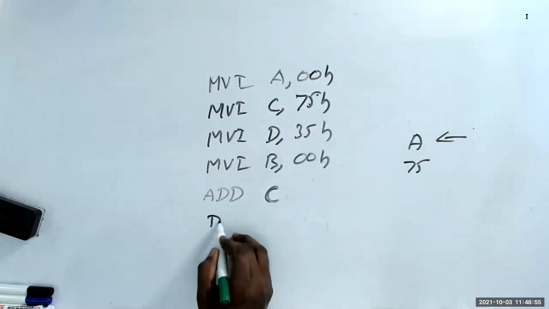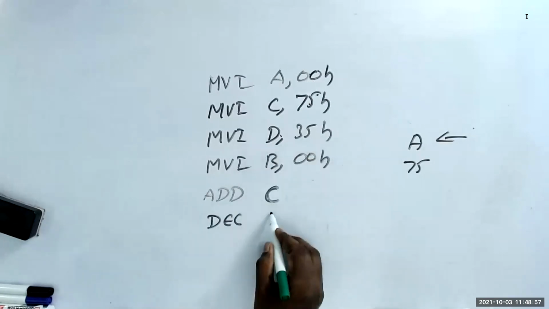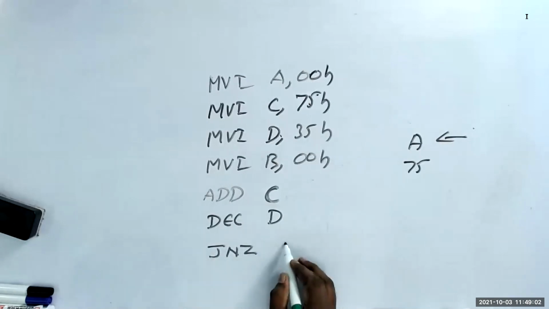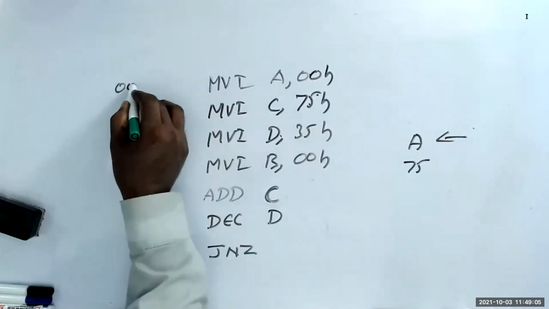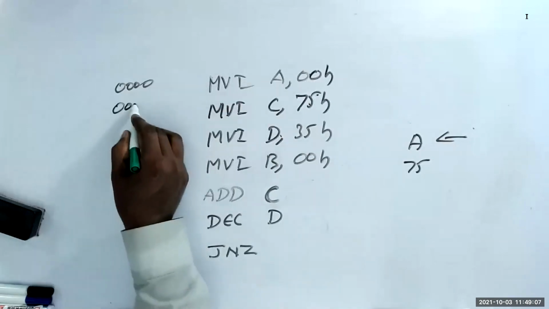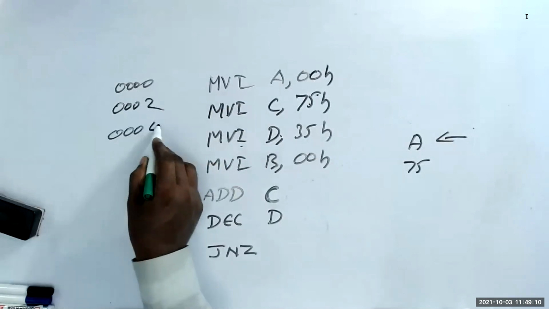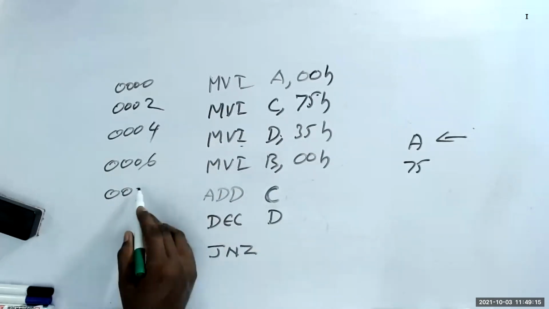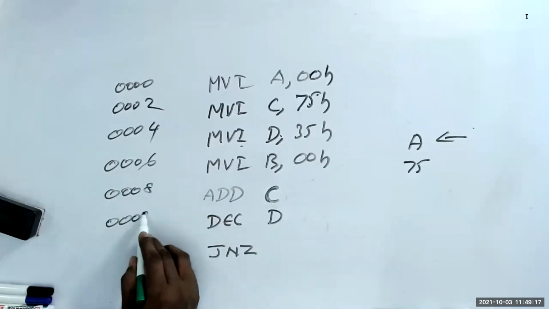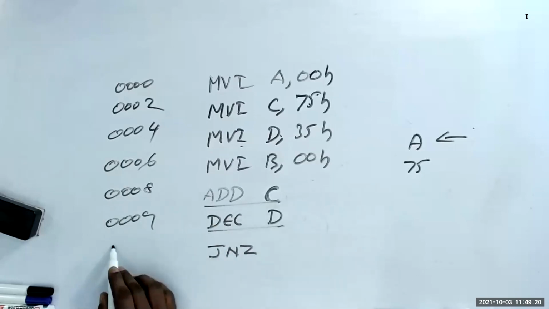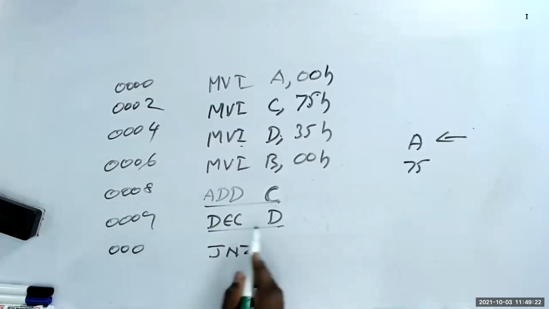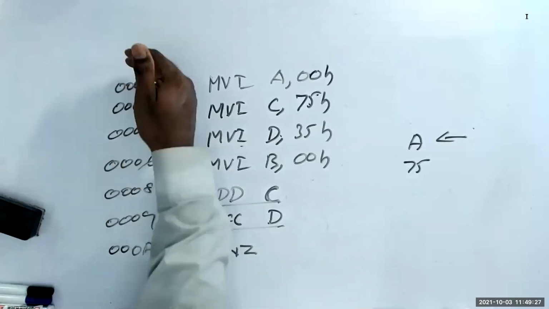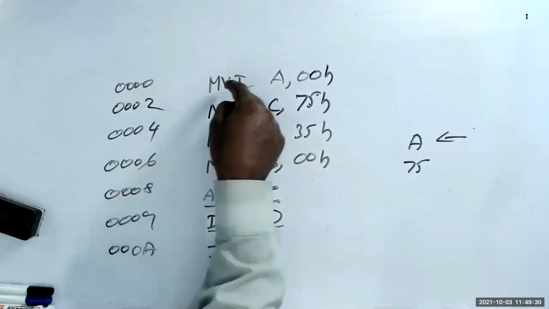I'm decrementing D. Jump if not 0 to where? This is 0, 0, 0. This is 0, 0, 0, 2. This is 0, 0, 0, 4. And this is 0, 0, 0, 6. This is 0, 0, 0, 8. 0, 0, 0, 9, because this takes only one instruction. 9 plus 1, 10. A, 0, A. This is what is stored in the memory. When the microprocessor executes, it'll do this.